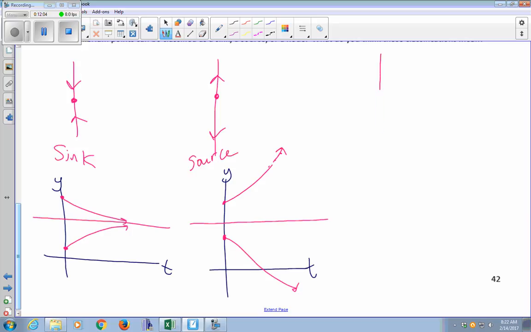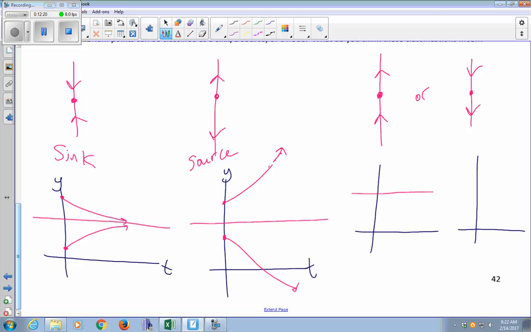Finally, a node. Either they're both pointing up or they're both pointing down. Okay, if they're both pointing up, that means they're both increasing. So one is heading towards the equilibrium solution and the other one is heading away. Both pointing down: this one's coming down, this one's going away.